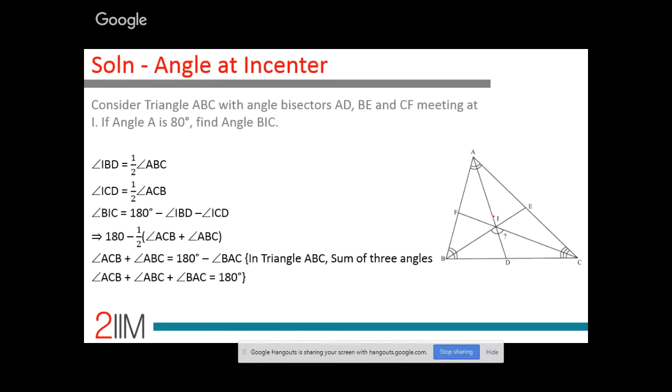Here we want to find angle BIC. So this one. What is angle IBC? This angle will be B by 2. This angle will be C by 2. So this angle is 180 minus (B by 2 plus C by 2).